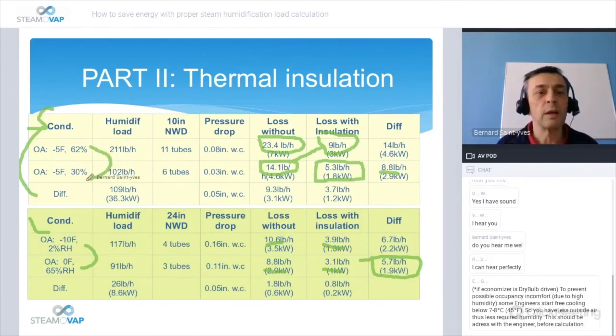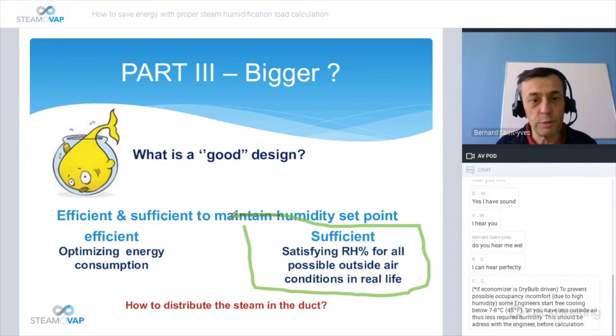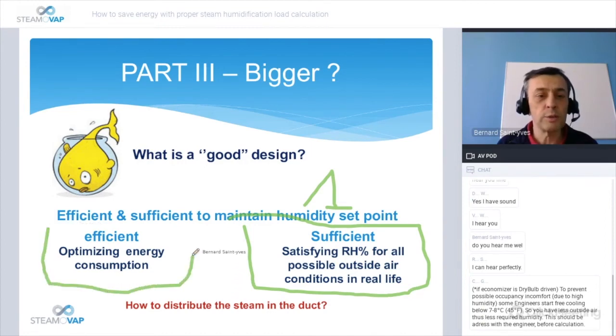parameter that you are using to calculate the humidification load. Why? Because in humidification, it's not like in heating. Yes, the customer will pay more, but a bigger is not better. And the good design should be enough, of course. That should be the first one, okay? Enough, but not more than enough. Because as soon as you put more than enough, you are losing efficiency.